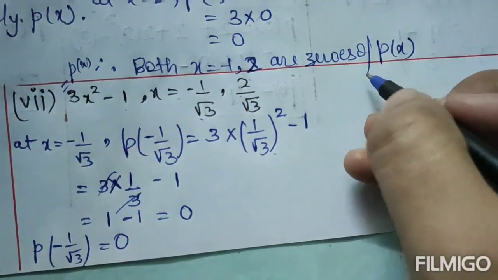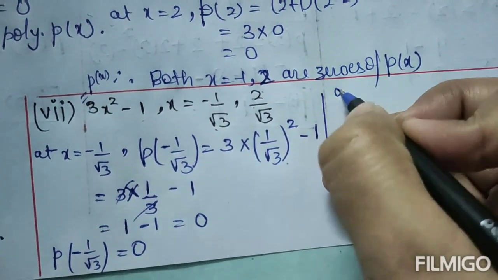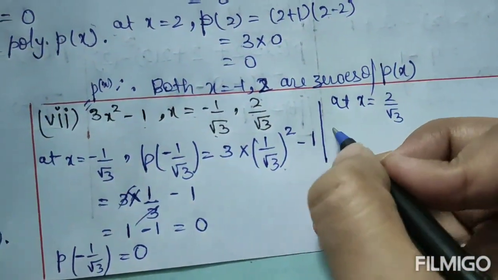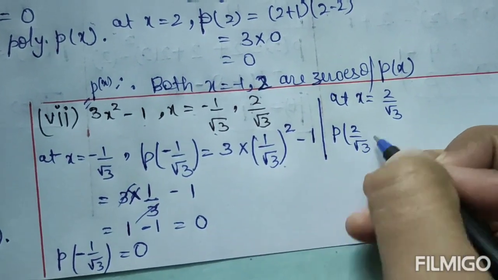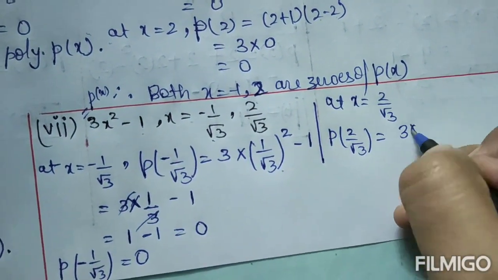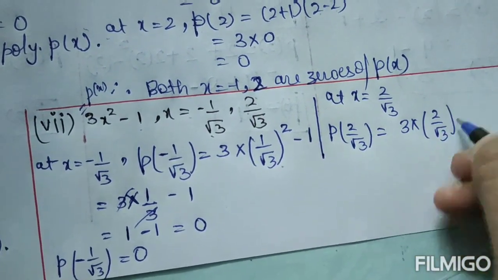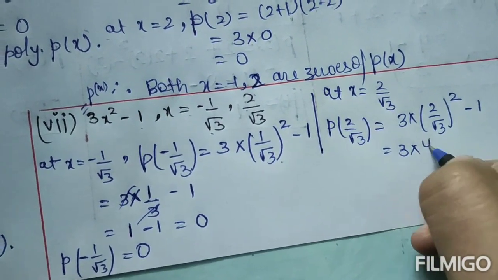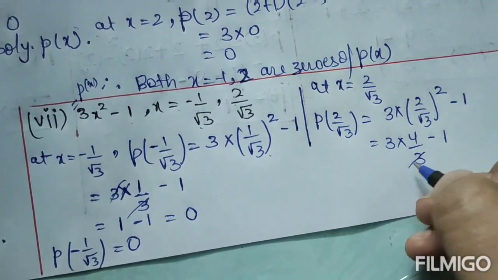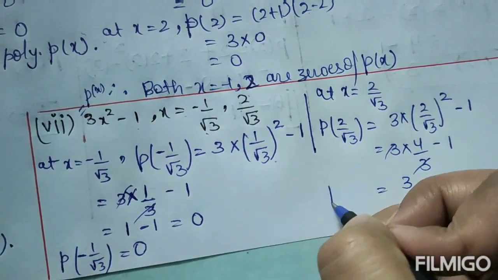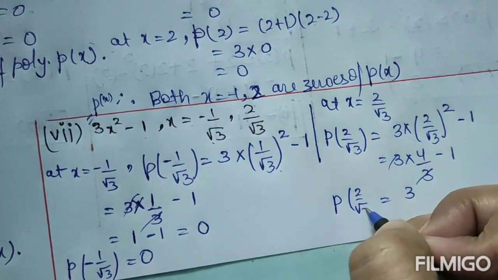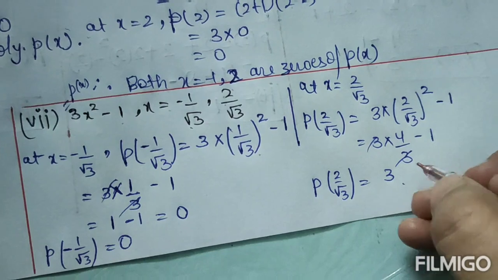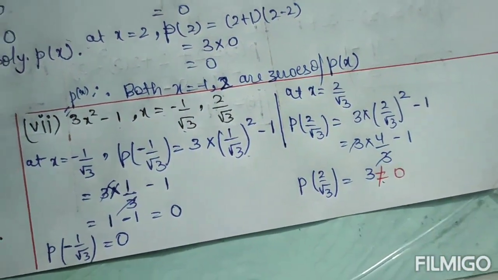Now you have to check for x equal to 2 by root 3. So p of 2 by root 3 will be 3 multiply 2 by root 3 square minus 1. It will become 3 multiply 4 by 3 minus 1. 3 and 3 cancel and the answer will be 3. So at x equal to 2 by root 3 the answer is coming 3. That is, it is not equal to 0.